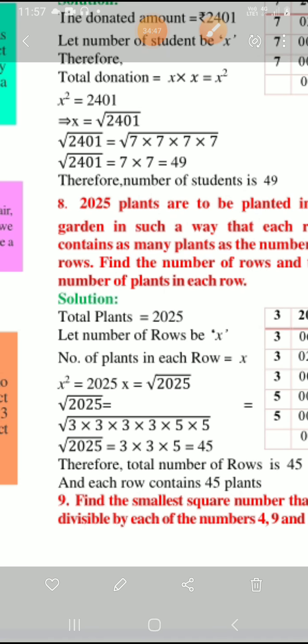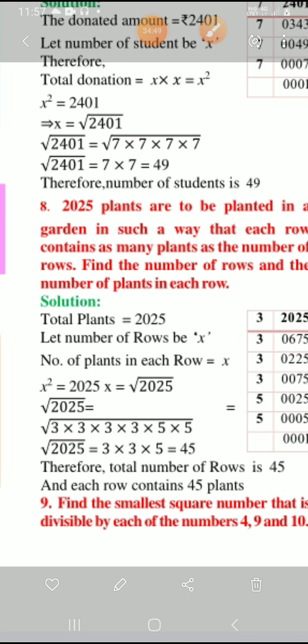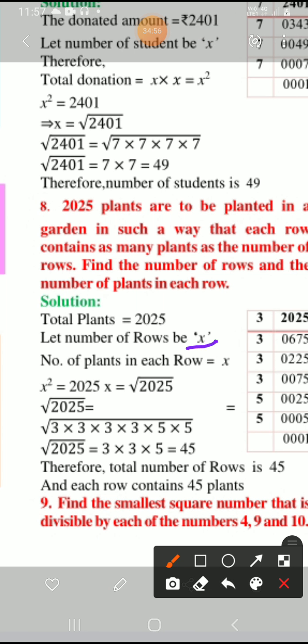plants will be 2025. Let the number of rows be x, because we don't know, we write x. And the number of plants in each row is also x, because we don't know. So x into x becomes x square. So x square becomes 2025. Try to get it: x square is 2025, then x becomes square root of 2025.